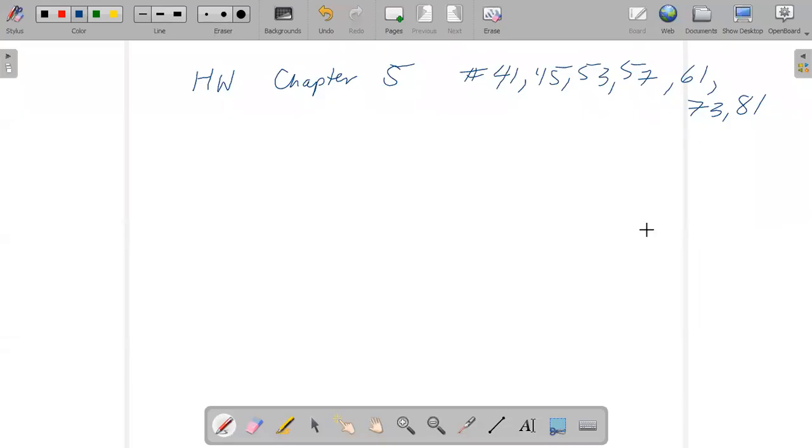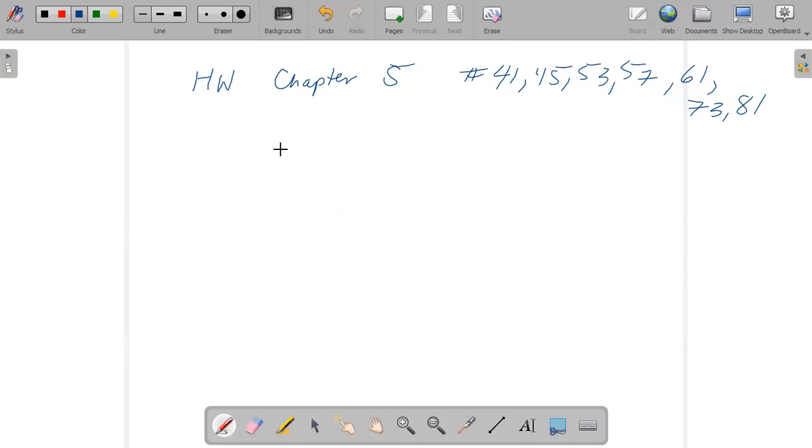All right, today we're going to do chapter 5 homework and the problems 41, 45, 53, 57, 61, 73, and 81. Let's begin. Problem 41 states a 7.6 kilogram object rests on a level floor with a coefficient of static friction of 0.55. What minimum horizontal force will cause the object to start sliding?